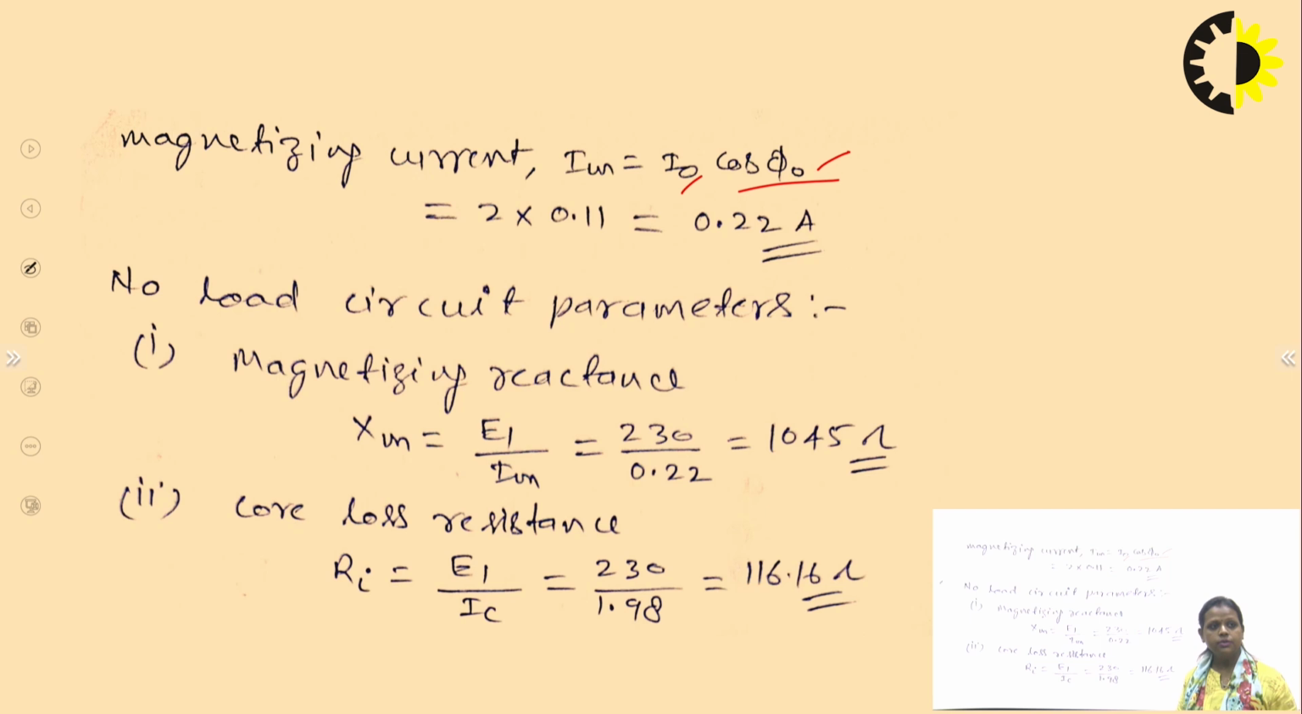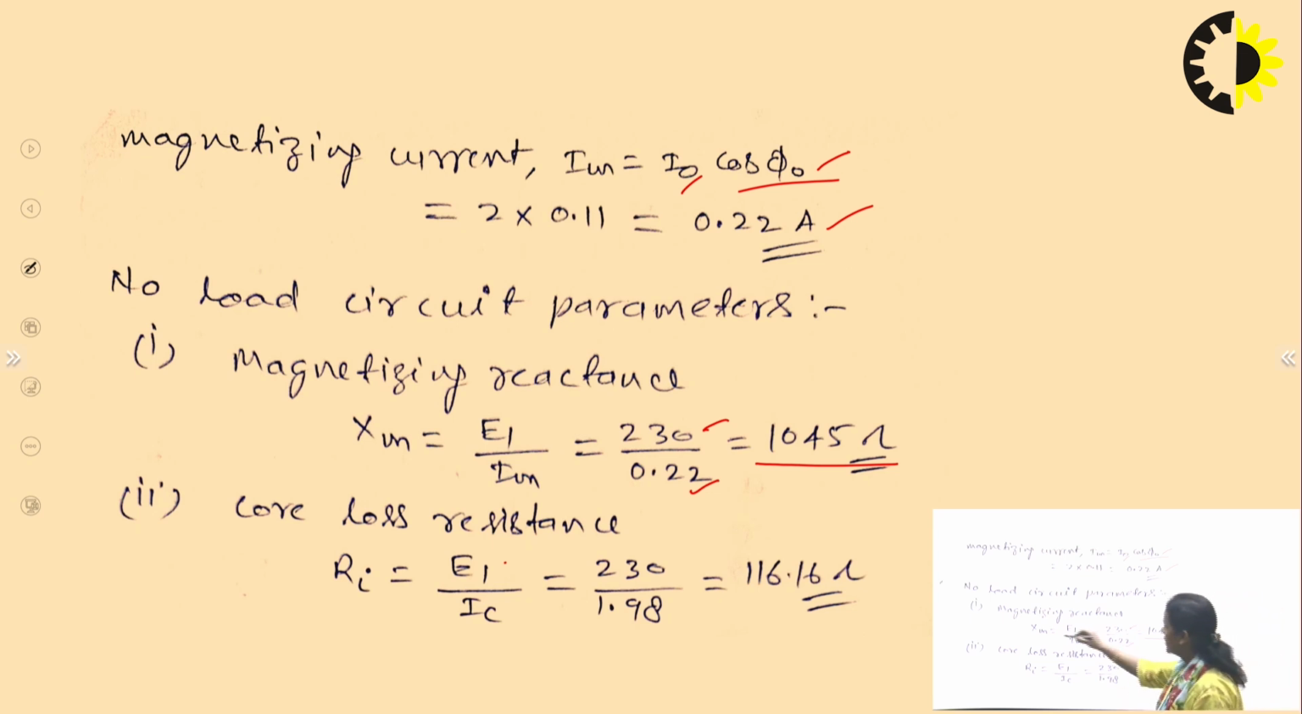Then the no load circuit parameters. How will you find the magnetizing reactance? The magnetizing reactance can be found as E1 by IM. So this is 230, and IM is 0.22, which we have already found. So you will get this XM value. Then the core loss resistance can be found as E1 by IC, which is 230 by 1.98, which is 116.16, right?